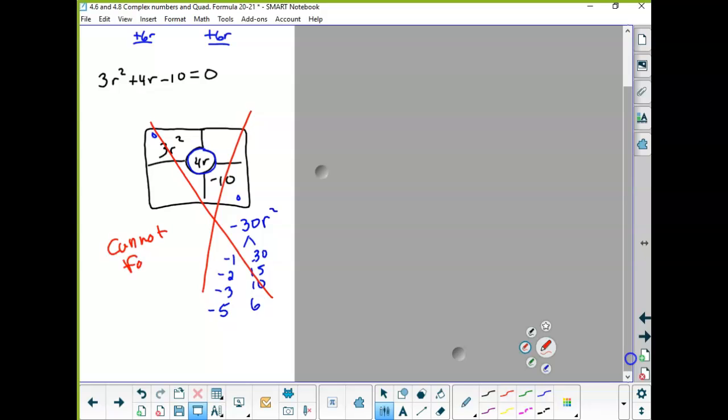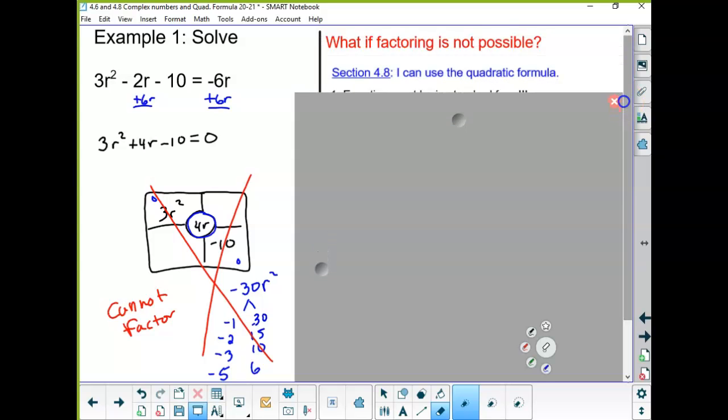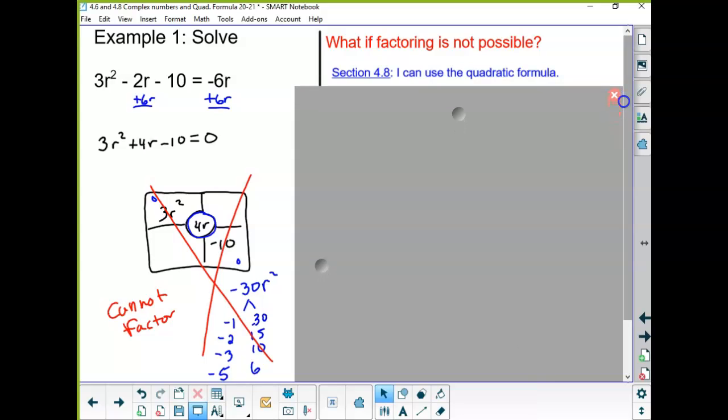So what happens when factoring is not an option? What happens if I cannot factor? Do we have another method? And that's where today's second lesson comes in. You may remember this, but the quadratic formula.